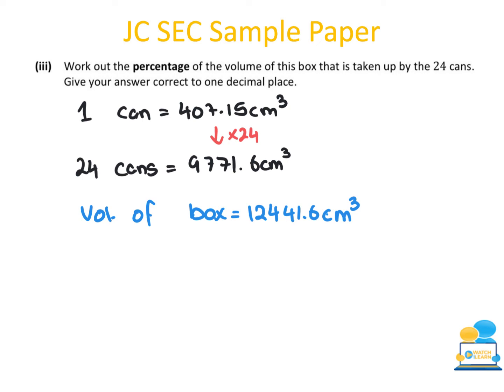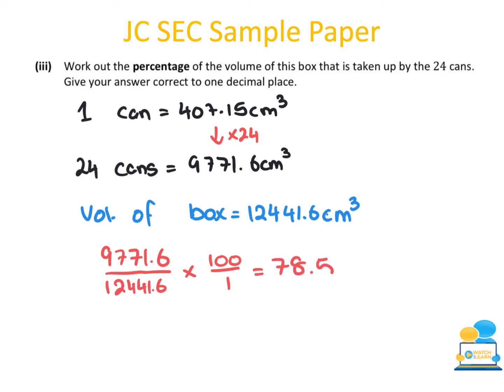So to do this, I need to write it as a fraction first. So the 24 cans has a volume of 9,771.6 over the volume of a box, which is 12,441.6. So to turn anything into a percentage, I first write it as a fraction, and then we're going to multiply that fraction by 100 over 1. And that gives me an answer of 78.5397%.